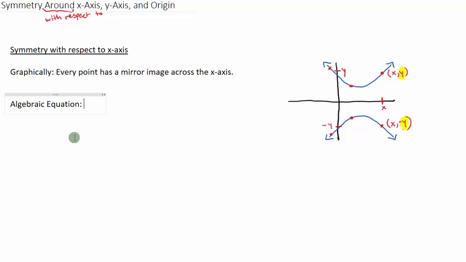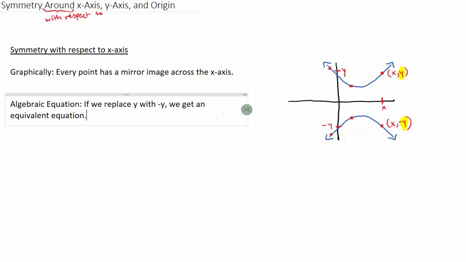In an algebraic equation, if we replace y with negative y, we get an equivalent equation. If we replace y with negative y, we get an equivalent equation. You can see when you have symmetry about the x-axis, y and negative y are symmetric counterparts. So let's see some examples of this.